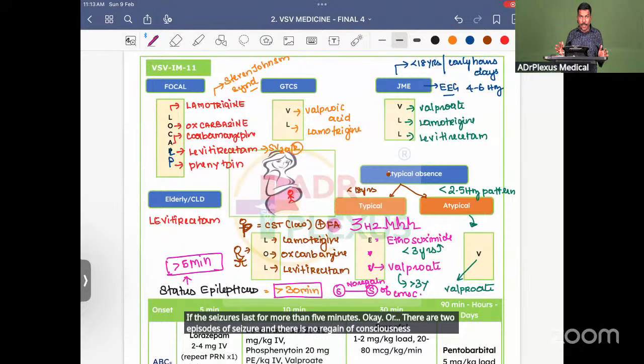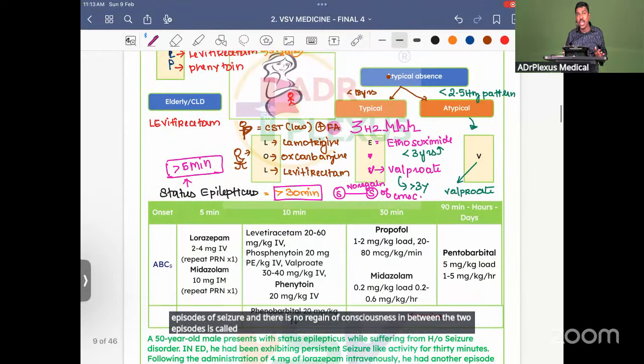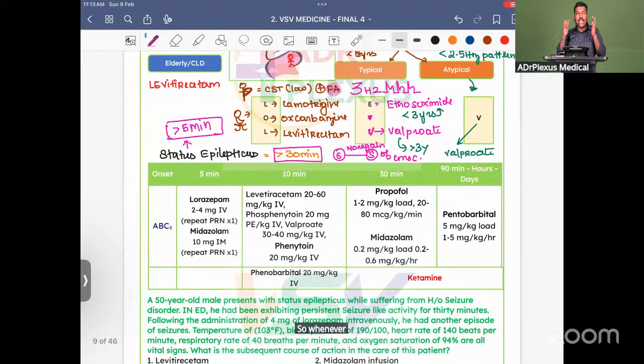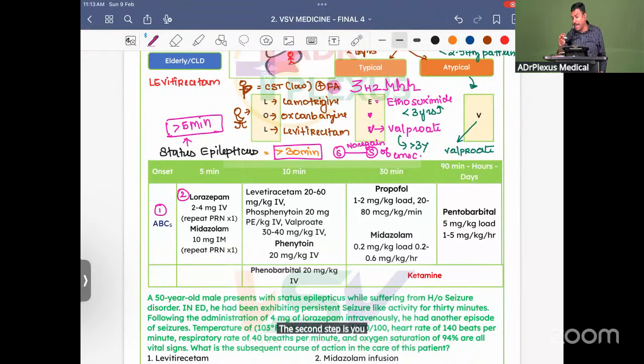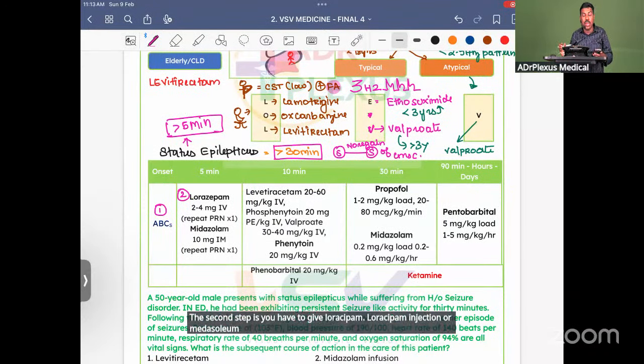In between the two episodes is called a status epilepticus. So whenever a question is given on status epilepticus, the first step is stabilizing the patient with ABC. The second step is you have to give lorazepam. Lorazepam injection or midazolam injection is the one which is going to be preferred in the patient.